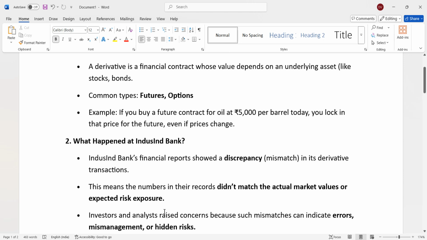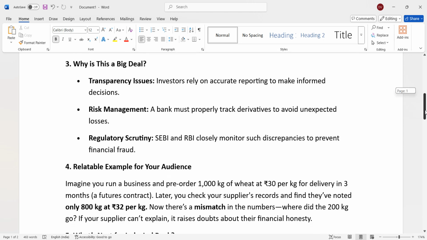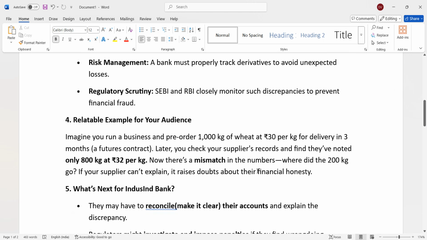Investors and analysts raise concerns because such mismatches can indicate errors, mismanagement, or hidden risks. Why is this so important for investors? Yes, it is very important. I would like to give you an example, which is really relatable for you to understand.